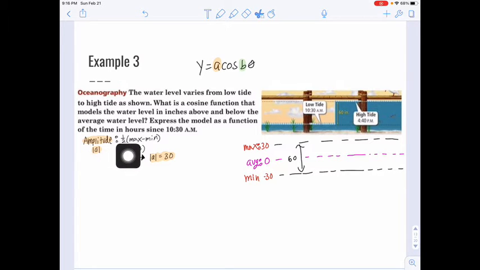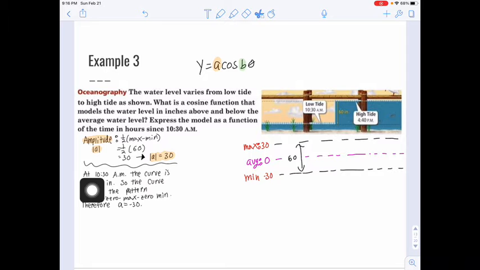We know the amplitude is 1/2 times the max minus the min. We already know that the max minus the min is going to be 60. We could also plug in 30 and negative 30, but we can just use 1/2 of 60, which is 30. So the absolute value of A is 30. Keep in mind this is the absolute value of A, so we can't automatically plug 30 in because we don't know if A is going to be positive or negative yet.